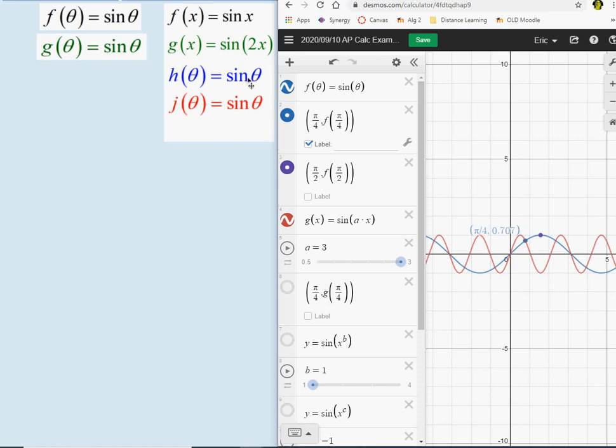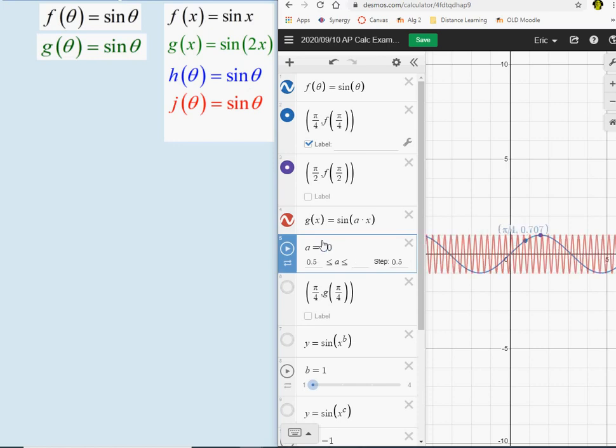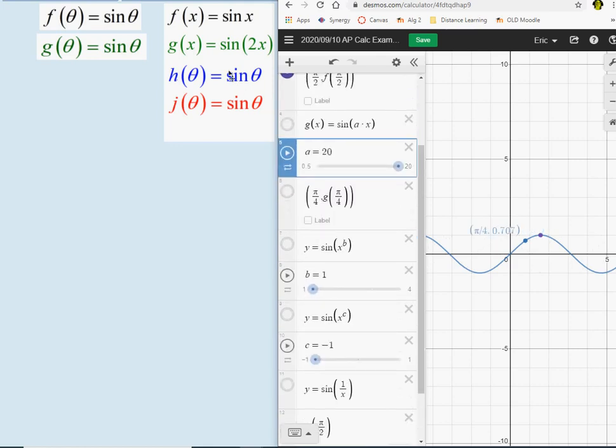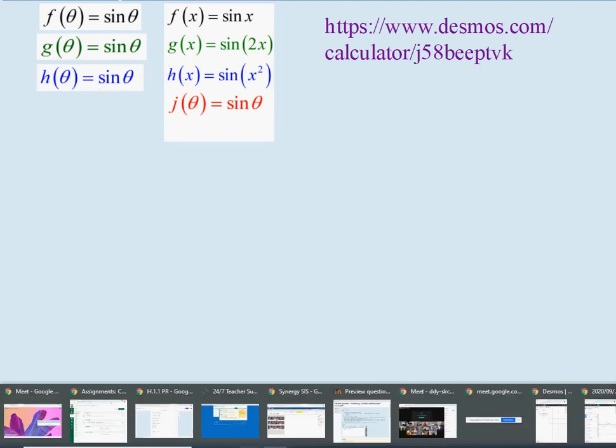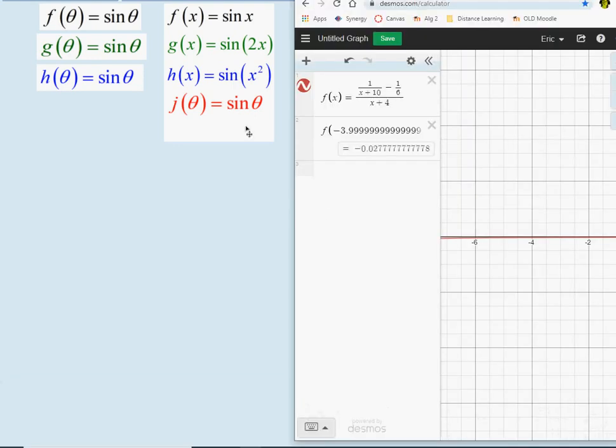So then, let me make a really big. What if a were 20? I mean, look, I've compressed that thing a bunch. Okay? All right, let's go a little bit further with this. What if we're going to now do something like sine of x squared? Okay, well, think about what's going to happen here. See if you can anticipate what this is going to look like.